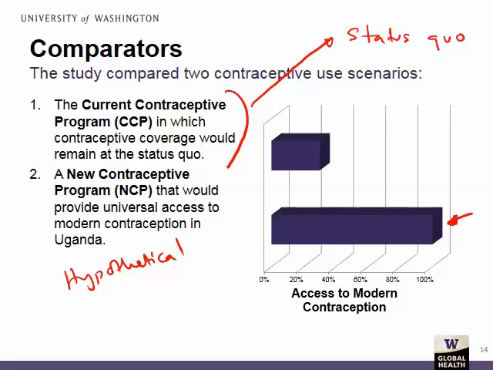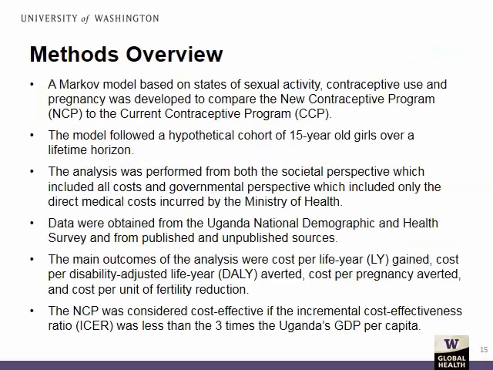So just quickly, the methods, we used a Markov model like we've been discussing, and it was based on states of sexual activity, contraceptive use, and pregnancy. And we're going to look at that model in a minute, but the model followed a hypothetical cohort of 15-year-old Ugandan girls over their lifetime horizon. And this 15-year-old was chosen to mimic sexual debut, so the beginning of sexual activity. Of course, it was an assumption because we don't know the exact timing of sexual debut.